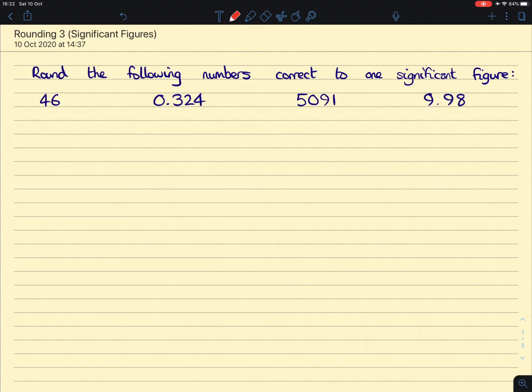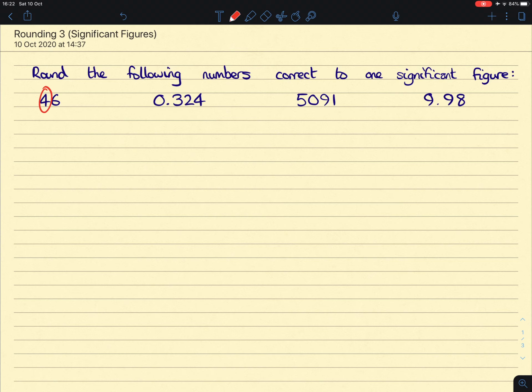In this video, we're going to be rounding numbers to a given number of significant figures. Now, whenever you're rounding to significant figures, the first thing you need to do is identify what the first significant figure is. So that is, going from left to right, the first non-zero digit that you'd see. So in each of these, this 4, that 3, this 5, and that 9, they are the first significant figure.